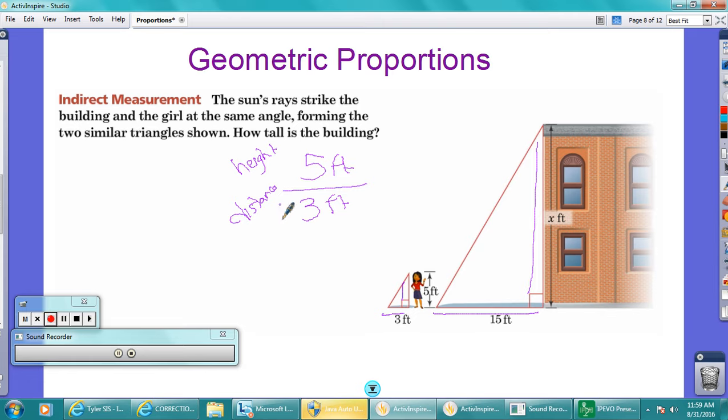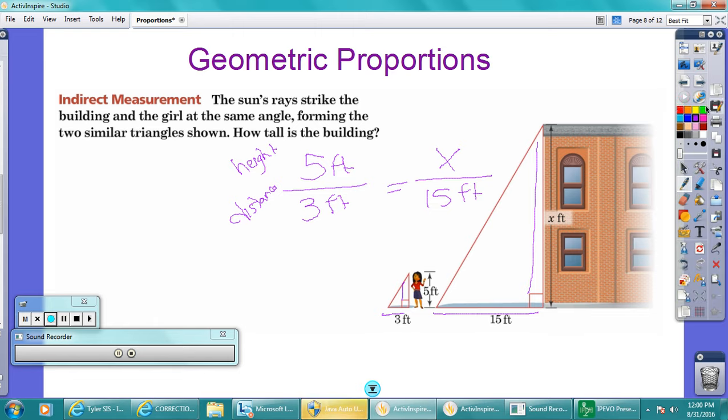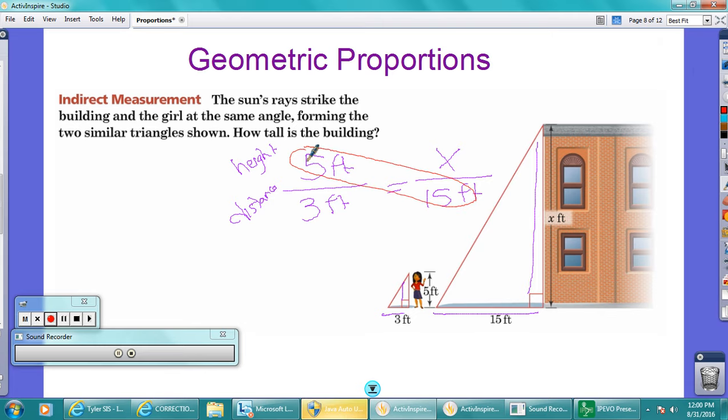Okay? Now, I need to find the height of this building, so I'm going to do the same thing, right? I'm finding the height. The height is on top, so I'm going to put x on top. And I'm going to put the distance is 15 feet. Okay, height on top, distance on bottom. Now I have a proportion, and now I can cross multiply. So I've got 5 times 15 is equal to 3 times x.